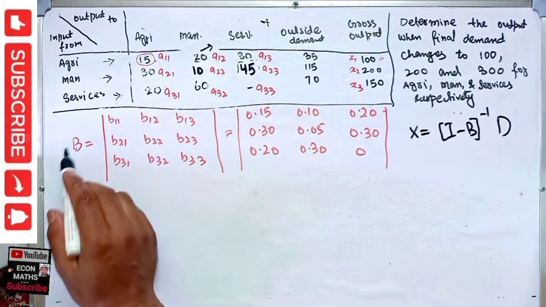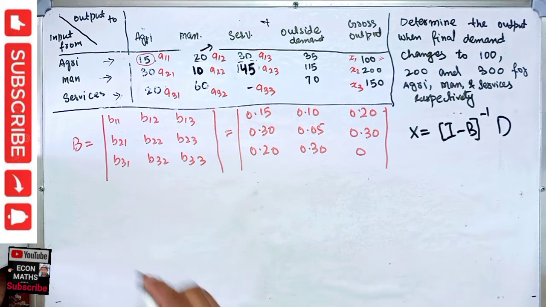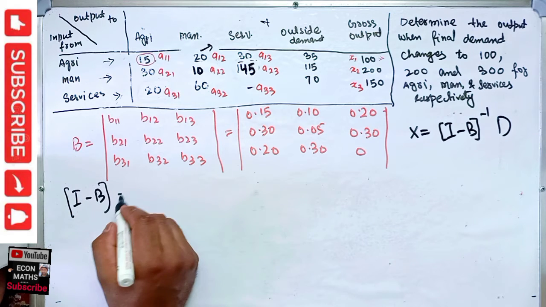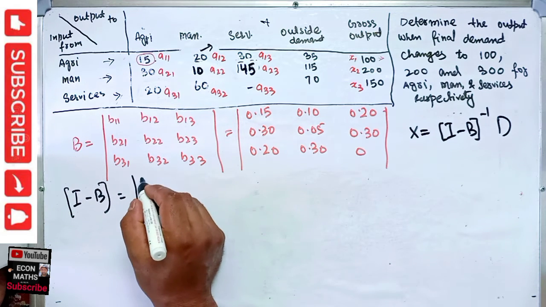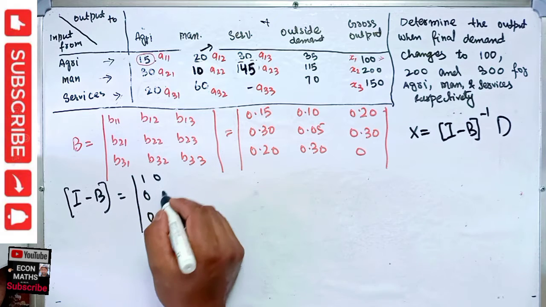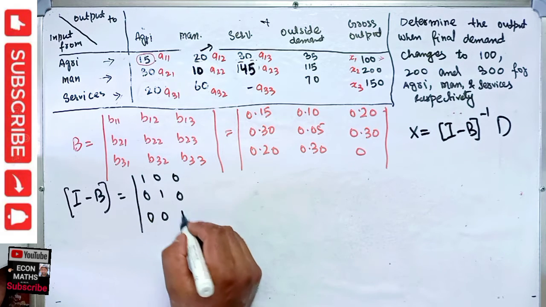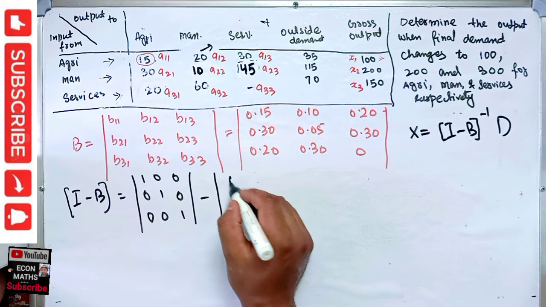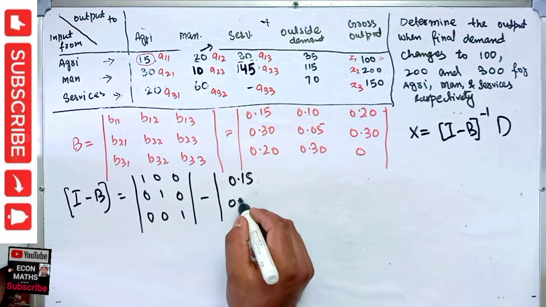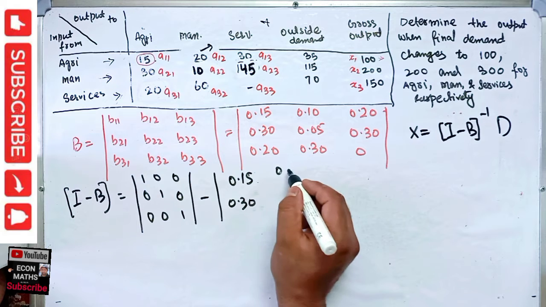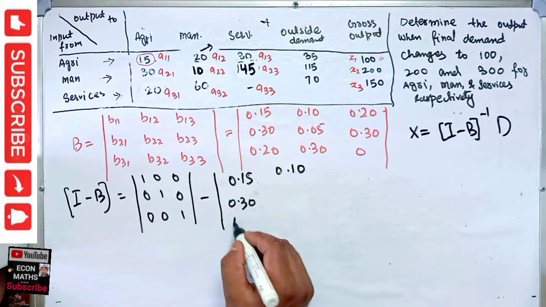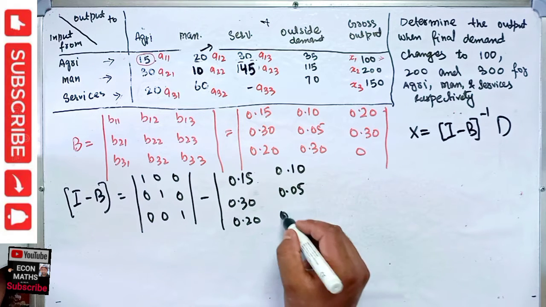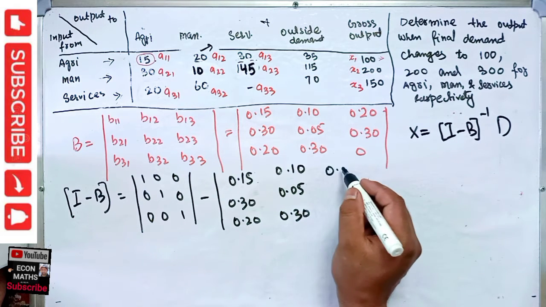So we have to form this very thing. For that we have got this b. Now I minus b would be equal to, simply, I is our identity matrix, that is 1 0 0, 0 1 0, 0 0 1, and from that we subtract this b. Our b is 0 0.15, 0 0.30, 0 0.10. Here we have 0 0.20 also, so 0 0.05, 0 0.30. Similarly we have this.